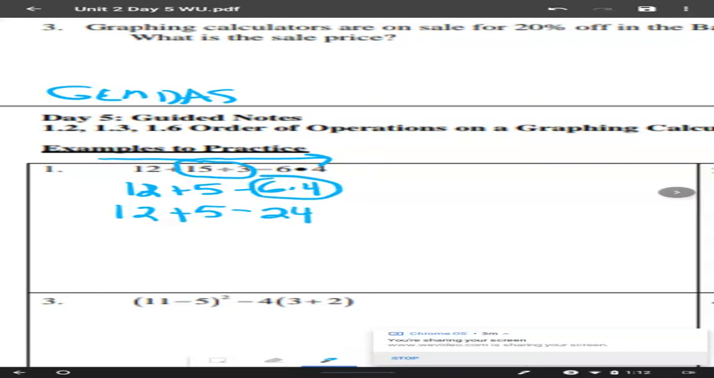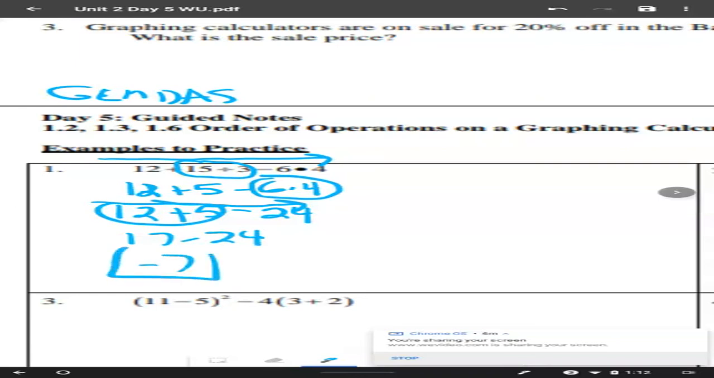If I continue on through my order of operations, now I'm on my AS part of it, the addition and subtraction. Moving from left to right, we have addition first. So we have this addition right there, and we have 17 minus 24. 17 minus 24, I believe, is negative 7 in the end. That would be our answer.